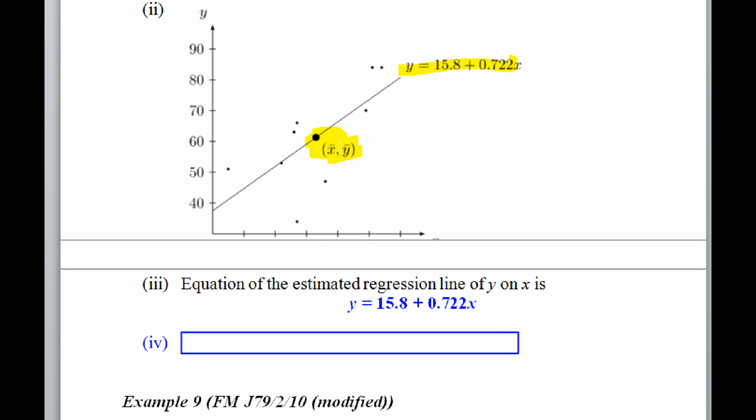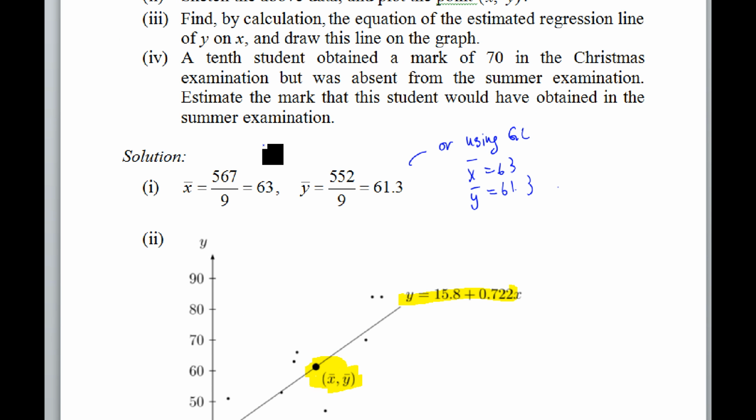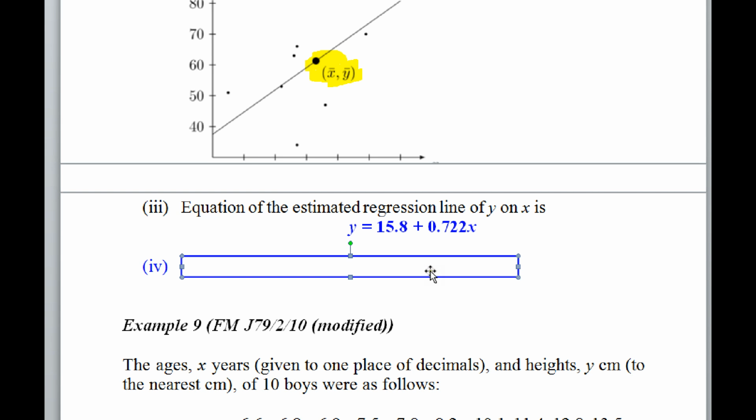Last part. A 10th student obtained a mark of 70 in the Christmas exam but was absent from the summer exam. So now, he got X equals 70. And what is Y? Correct? X equals 70, what is Y? Now you already found Y on X, so this one is very easy. There is no independent variable to find, but yet you want to find Y given X. So you have actually found the correct regression line, just substitute and we are done.